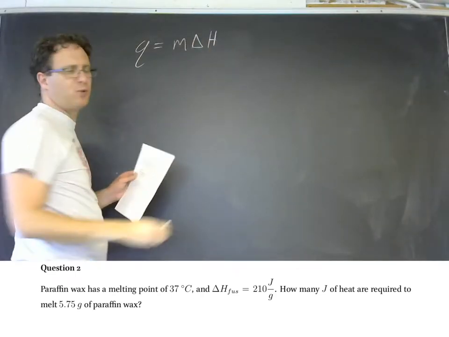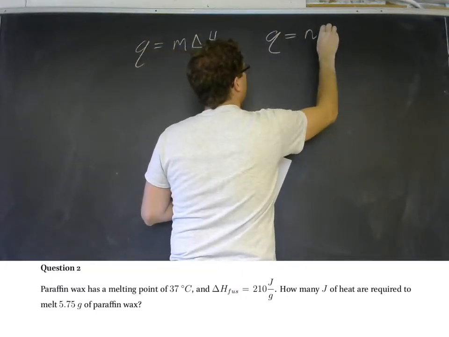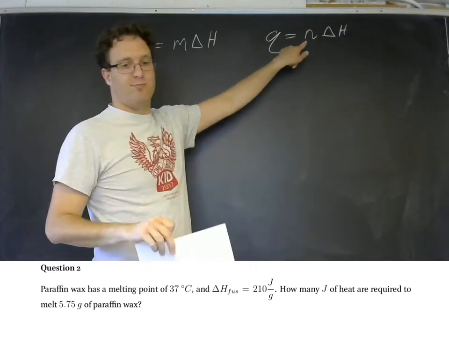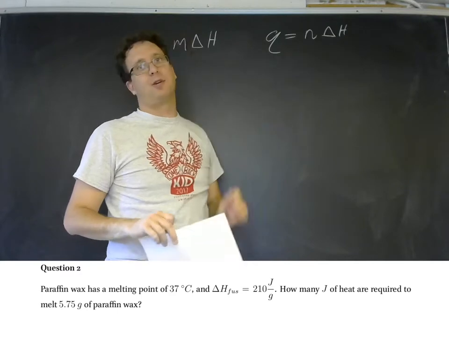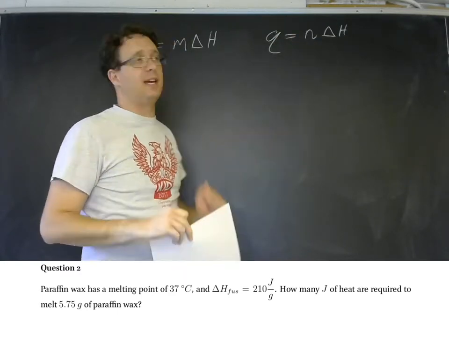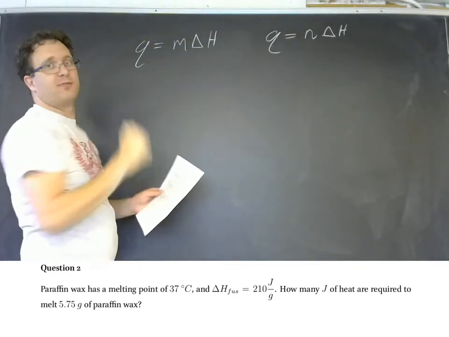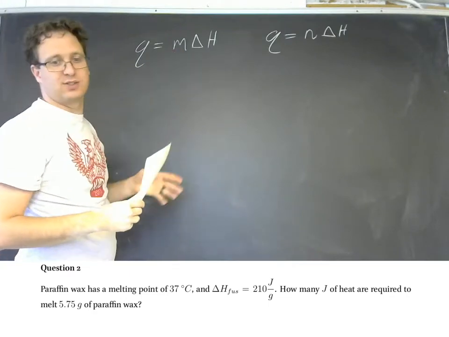And I want to point out that you could also use Q is equal to n delta H if you knew the number of moles of paraffin wax and you had a molar enthalpy of fusion, then you would want to use the n delta H. But in this case, we're given an enthalpy of fusion per gram by mass, and so we'll use mass. That's just a lot easier.